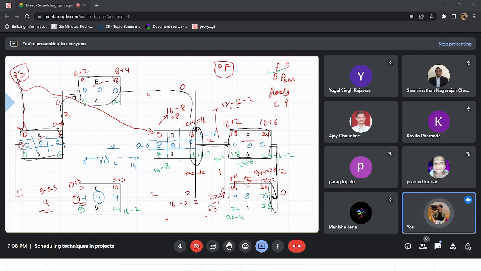And here also you can see that for one relationship the relationship float is 0, and for the other it is 3. So the one with relationship float 0 becomes critical.